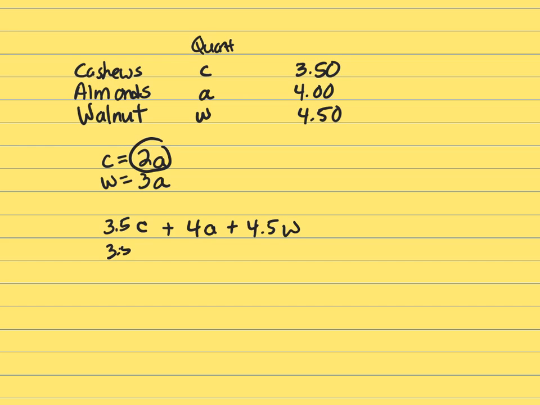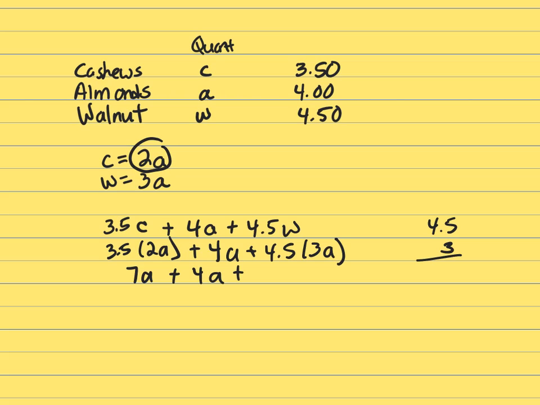So that's 3.5 times 2A, plus 4 times A, plus 4.5 times W, which is 3A. So that's going to be 7A plus 4A plus 4.5 times 3. 3 times 5 is 15. That's 12. That's 13. 13.5A.